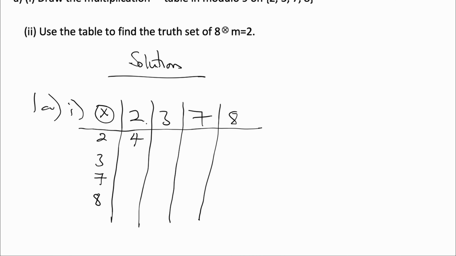2 times 3 is 6. It's less than 9, so we write 6. 2 times 7 is 14. Now 14 is greater than 9. So what we do is divide 14 by 9. And when we do that, we get 1 remainder 5. So we write the remainder, which is 5. Now when we multiply 2 by 8, we get 16. And then 16 is greater than 9. So we divide 16 by 9. When we do it, we get a remainder of 7. So we write the remainder there.